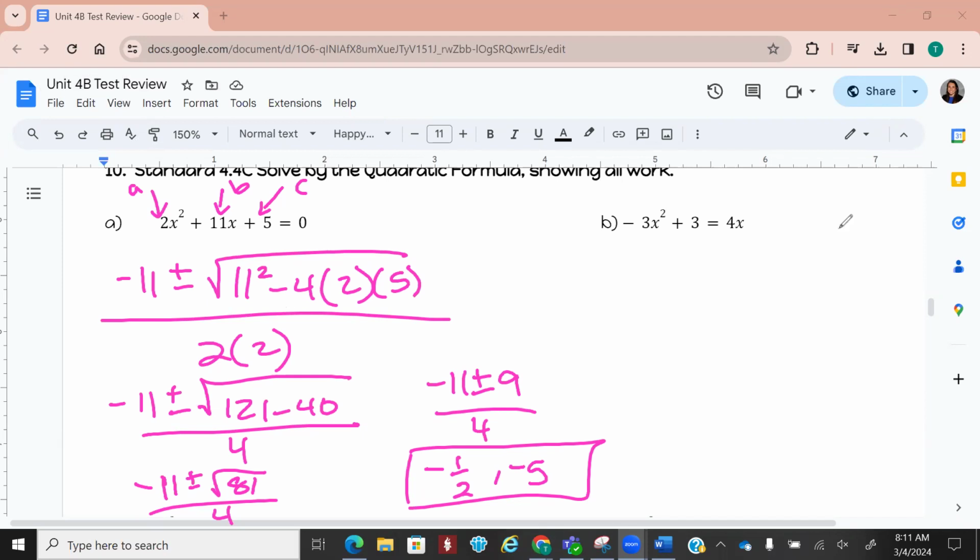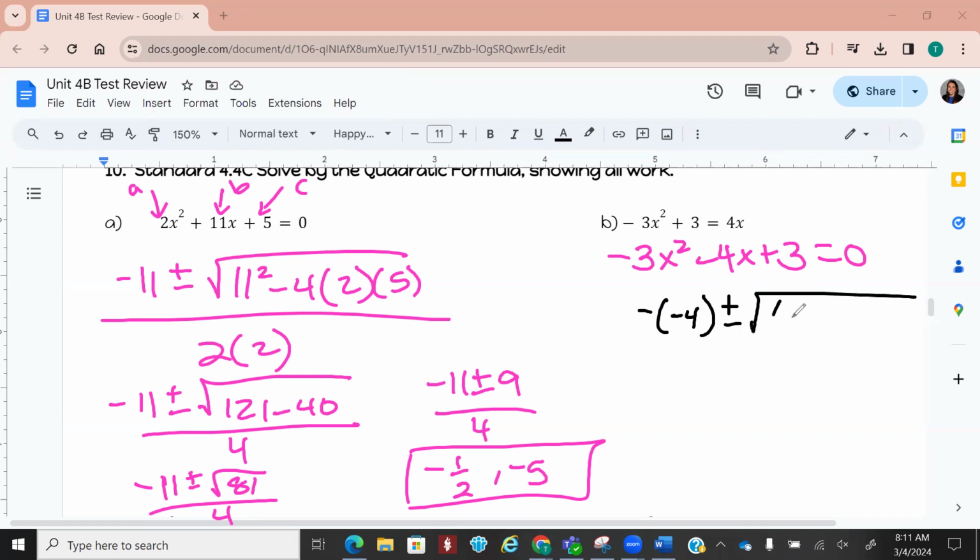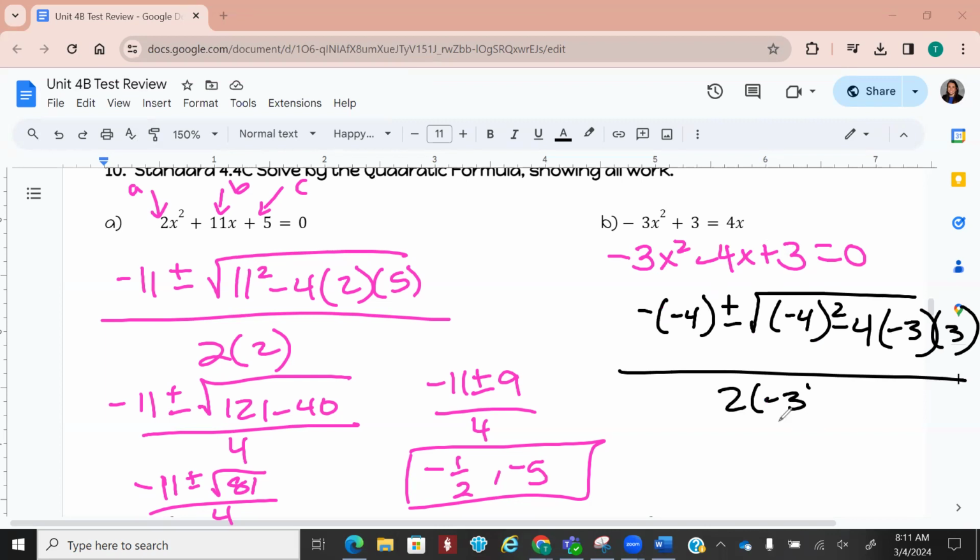On B, this is where people goof up on their mastery check. When you move this to the other side, this is your b term. So that's going to give me negative 3x squared minus 4x plus 3 equals 0. Some people moved it over and said that's the c term. No, wrong. When you plug that in, you're going to get negative 4 plus or minus the square root of negative 4 squared minus 4 times negative 3 times 3, all over 2 times negative 3. Take a moment, plug that in, and see what you can get.